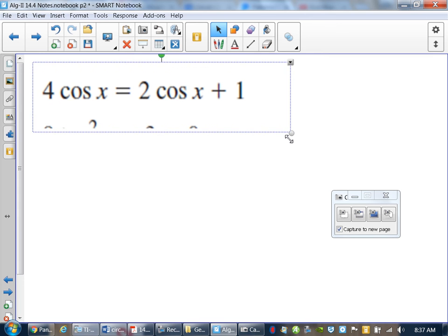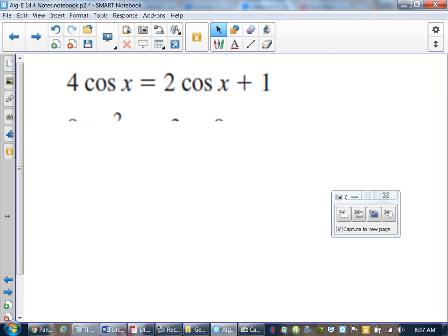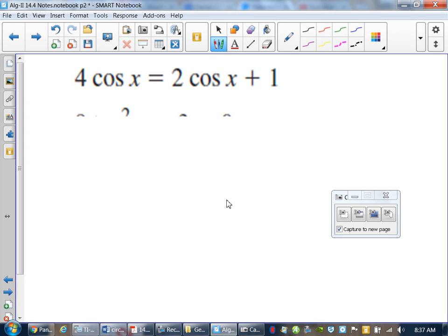So 22. First thing you have to do, think of it this way. You have variables on both sides of the equation. When you have variables on both sides of the equation, who do you pick up? All right. So move the 2 cosine to the other side. You subtract it. So by subtracting it over, you might have the 2 cosine x is 1 divided by 2.